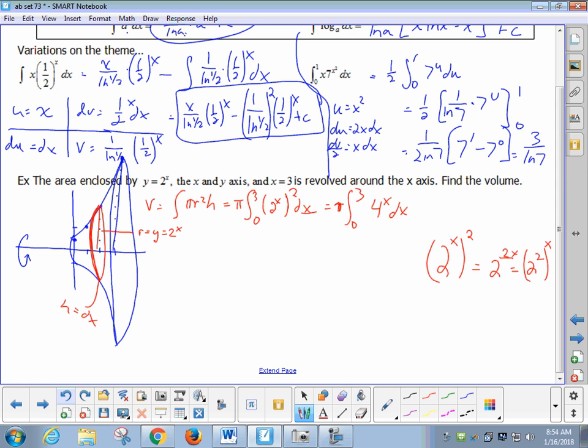How do you take the antiderivative of a to the x? 1 over natural log of 4 times 4 to the x. There's a pi in there, don't lose it in the shuffle. Okay, so I have something like pi over natural log of 4 times 4 to the x from 0 to 3. So pi over natural log of 4, what's 4 cubed minus 4 to the 0?